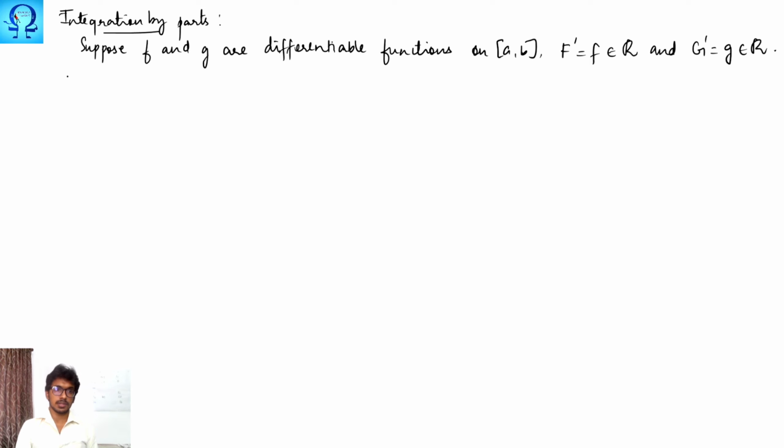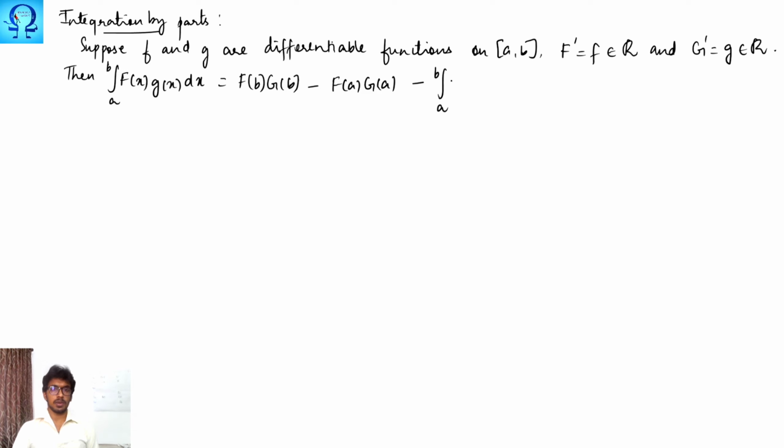With these suppositions, we will have to prove that the integral from a to b of big F of x small g of x dx is big F of b g of b minus F of a g of a, minus the integral from a to b of small f of x G of x dx. So this is what we'll have to prove. Okay, let us get into the proof.